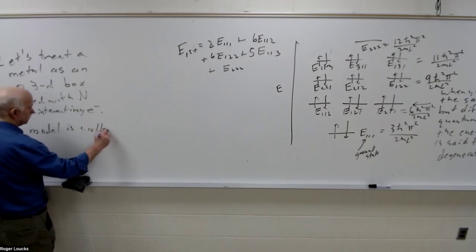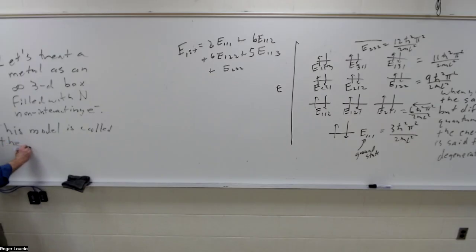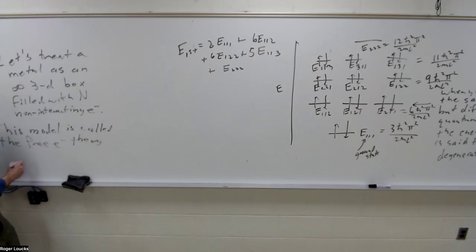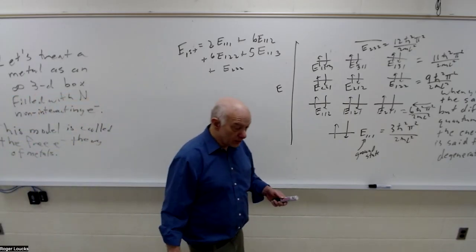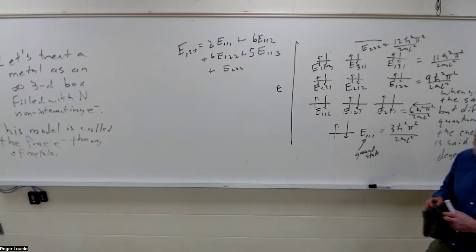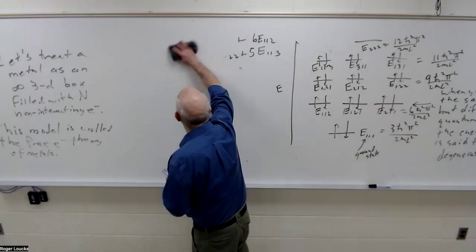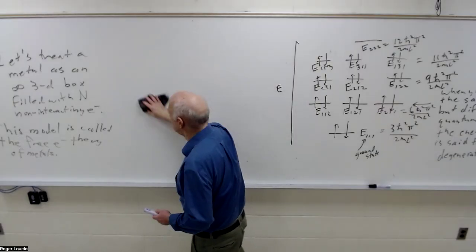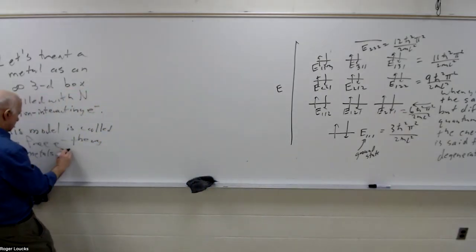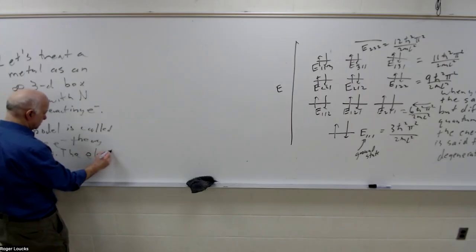It's called free electron theory of metals. Okay, and once we're done with this, you're going to do a homework problem. You're going to put protons and neutrons in there, then you're going to have the free nucleon theory of nuclei. So this is also called the electron gas.